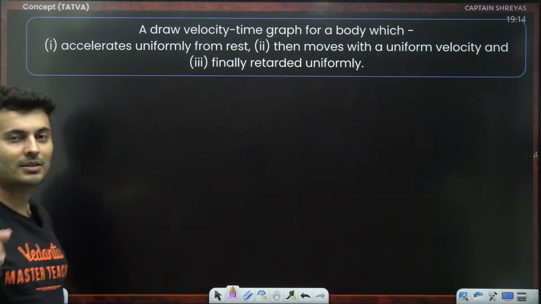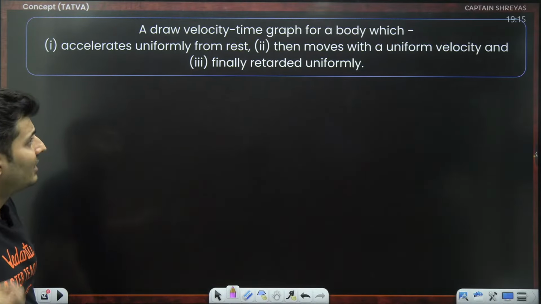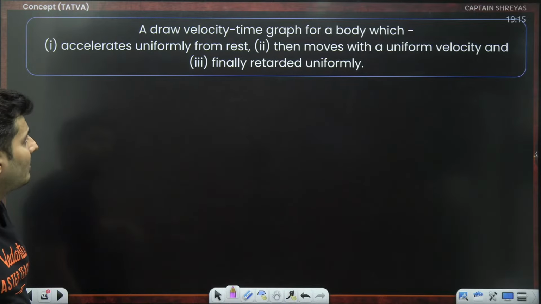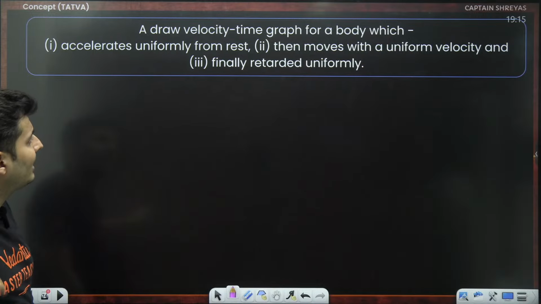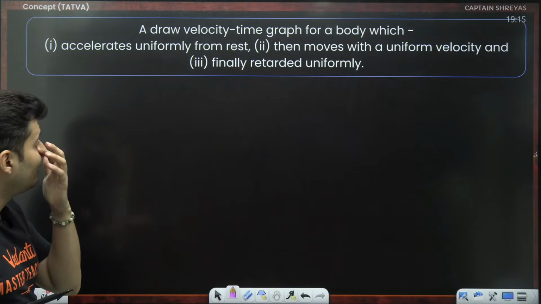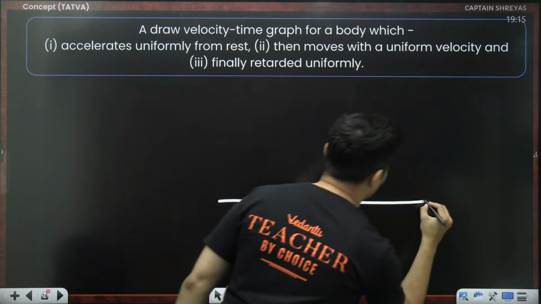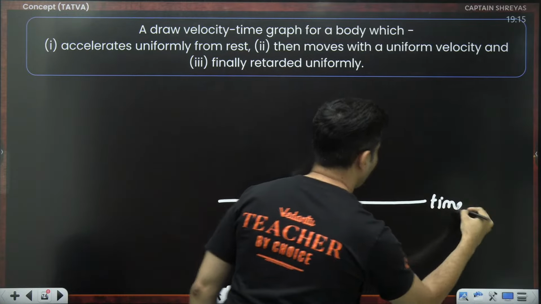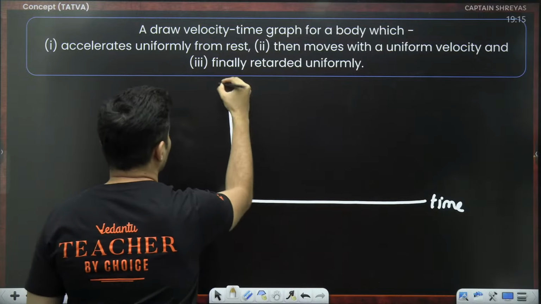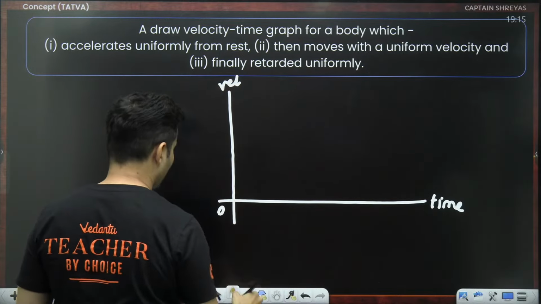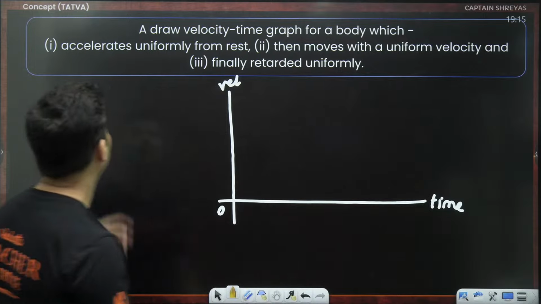Let's have a look. Here is the first question. This is there in the Tatva book. Draw the velocity time graph for a body uniformly accelerating, then moving with uniform velocity, and then retarding, for velocity versus time. Okay, velocity versus time. So let us draw the time axis. Let us draw the velocity axis. This is 0.